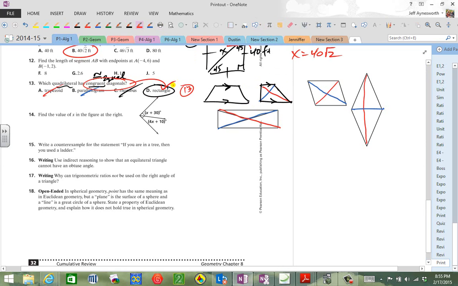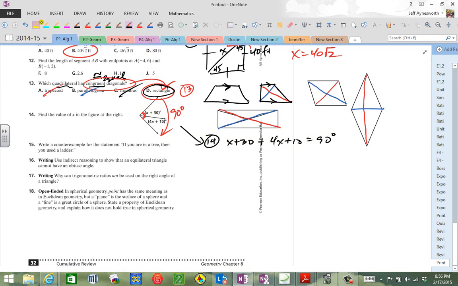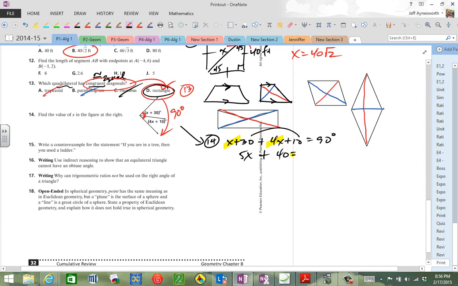Okay, next problem. I noticed that I have a right angle here, and that's 90 degrees. So from here to here is 90 degrees, so the sum of the two adds up to 90. This is number 14 here. So we have x plus 30 plus 4x plus 10. They sum up to 90 because they add up to a right angle. All right, let's kick in a little bit of algebra. Let's add up the like terms. We get 5x plus 40, and that's equal to 90. That means 5x is equal to 50, and that means x is equal to 10, because 5 times 10 is 50. So x equals 10 right here.